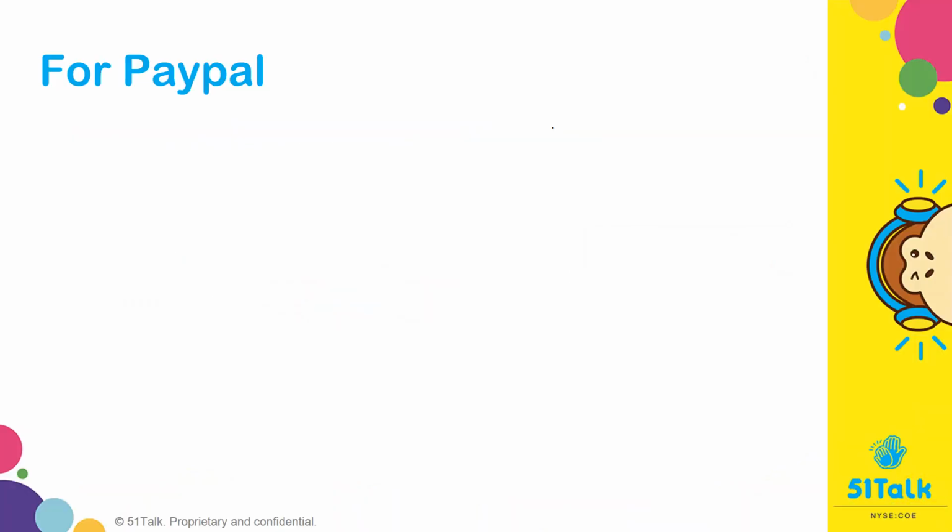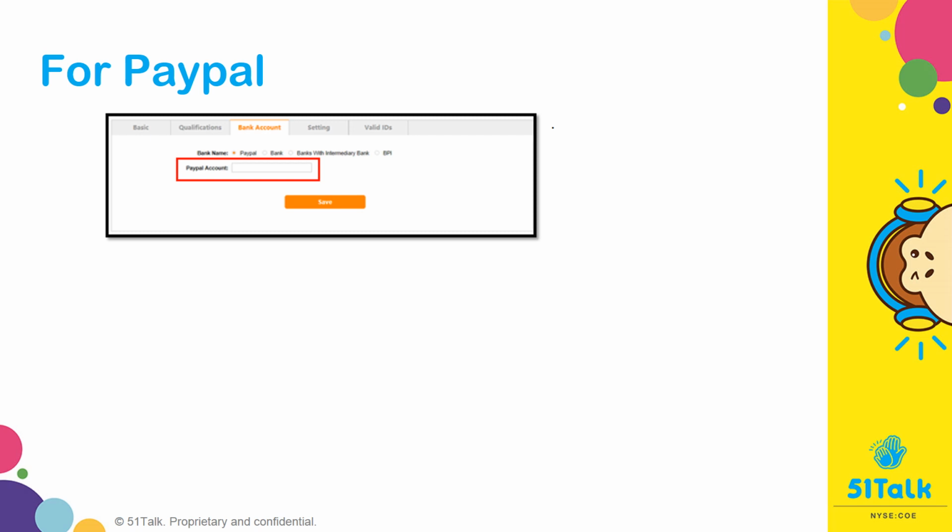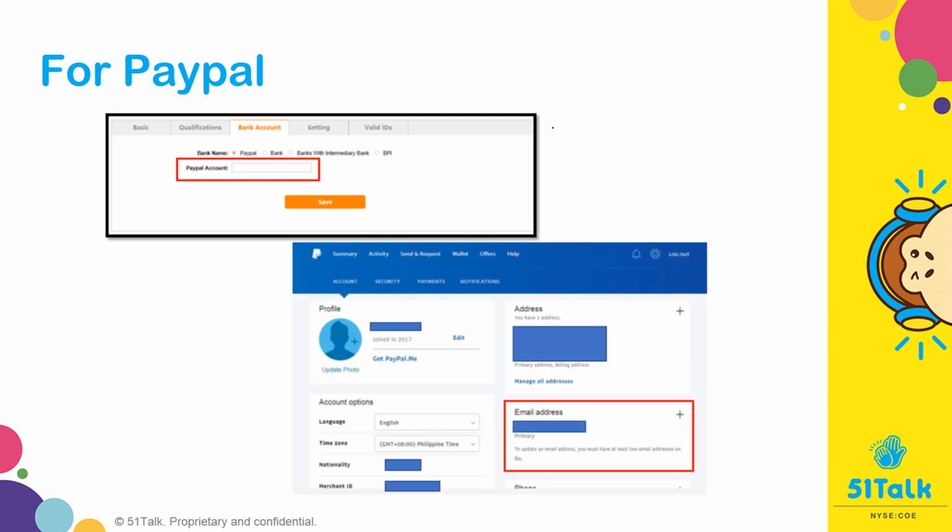If you wish to use PayPal, go to Account Settings page. Under Bank Account, choose PayPal. Make sure to encode the email address that you used for your PayPal account. If you are unsure of the email address, you can check this by logging into your PayPal account, then go to Settings. Then check the email address. Copy this, as this is the one that you will use in my page as your PayPal account.